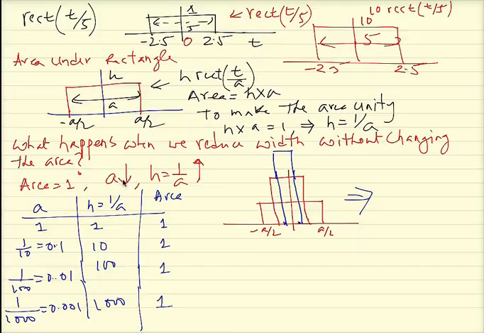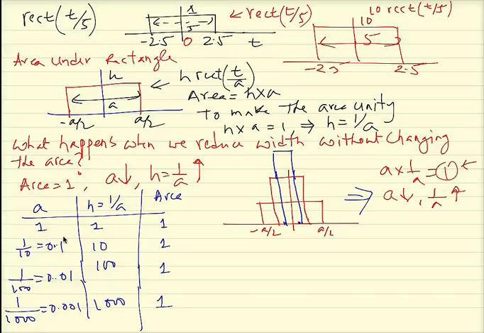So you want to decrease the value of a without changing the area. So what will it make the h? Since h equal to 1 over a, because a into 1 over a equal to 1, that is the area 1. So in this case, if you reduce a, obviously 1 over a will increase, so that you have area 1.